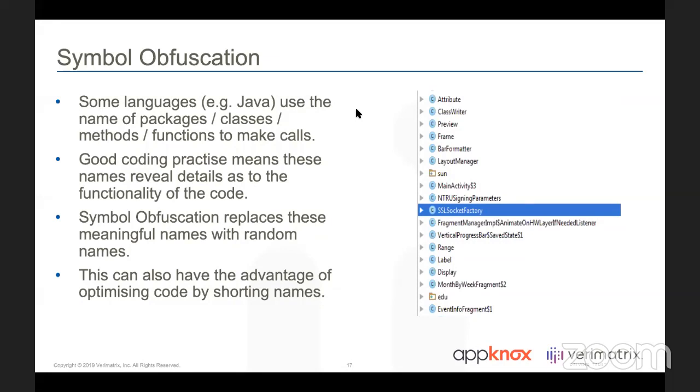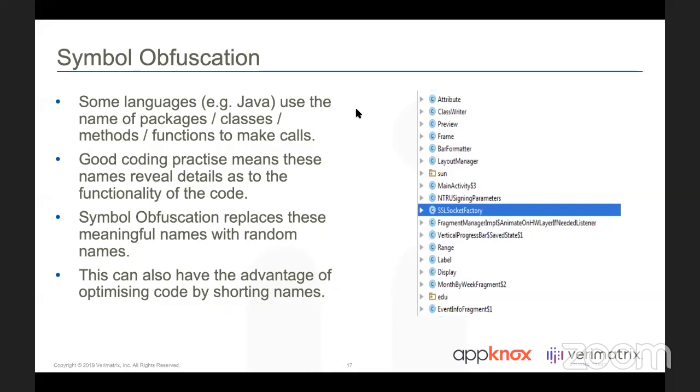What we find when we start diving into the makeup of software, particularly languages like Java, is there are often meaningful names that become part of the flow. When a Java method wants to call another method, you build that method name into the software so the application knows where it needs to call. Good coding practice means these names are meaningful and well structured, and by being meaningful and well structured, they start to reveal the functionality of the code.